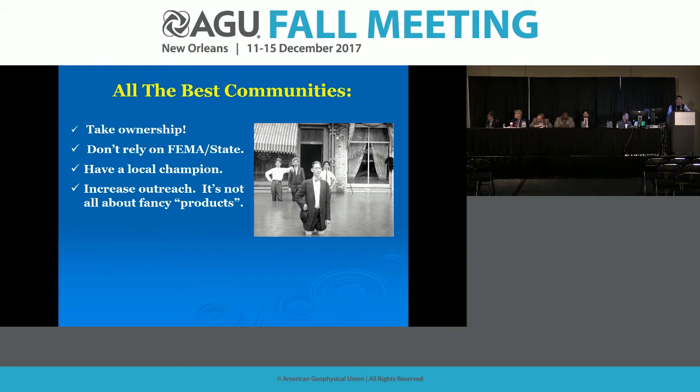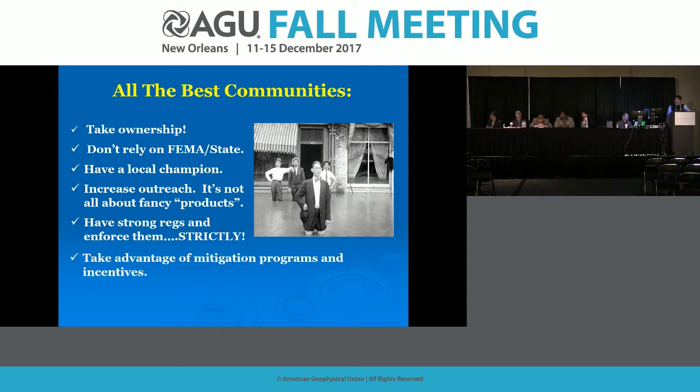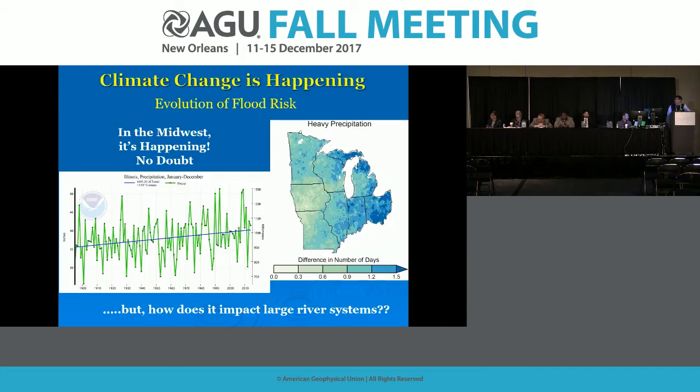So all the best of communities, they all have these common themes. First of all, they all take ownership. They don't rely on FEMA and state to do the work for them. They do it themselves. They usually have a local champion. They increase outreach. It's not all about fancy products. They have strong regs and they enforce them strictly. They take advantage of mitigation programs and incentives. And they make friends. They know how to make friends and take advantage of those friends to get the job done.